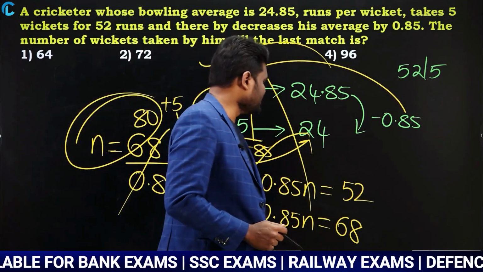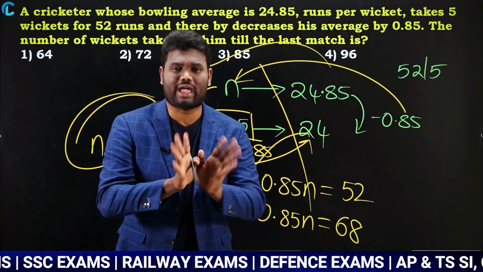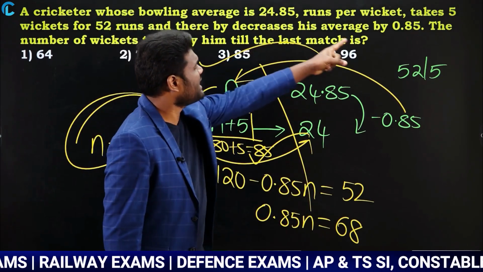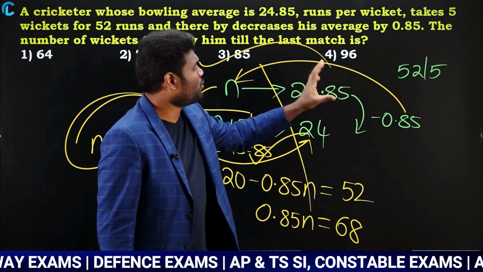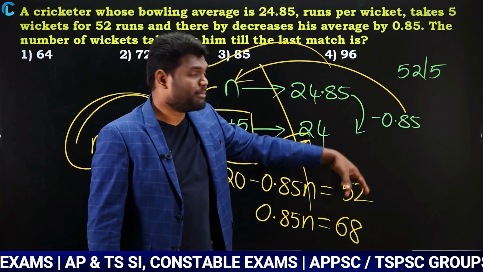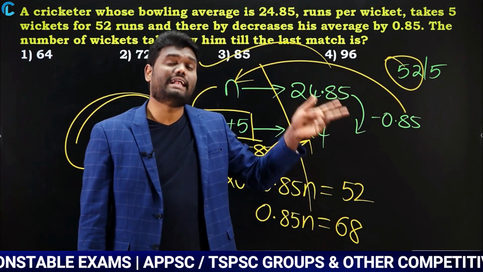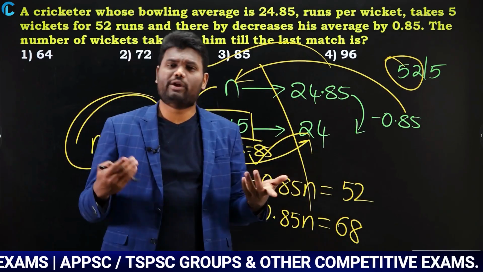So either you can do all this calculation and get the answer, or else you can just follow whatever I have told you earlier. Simply take the change in average, and whatever resultant value you get, multiply it with the number of wickets. Then the resultant number should be subtracted from the number of runs, and whatever value you get, finally it has to be divided by the change in average. When you do that, you will get the answer.